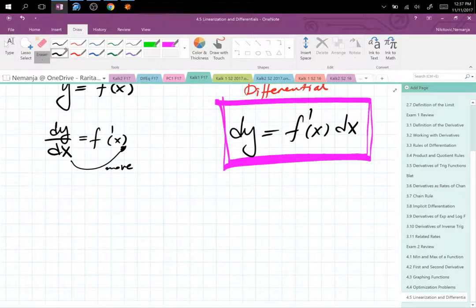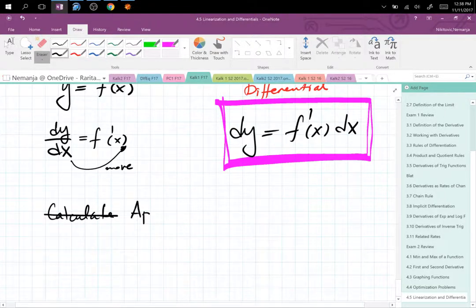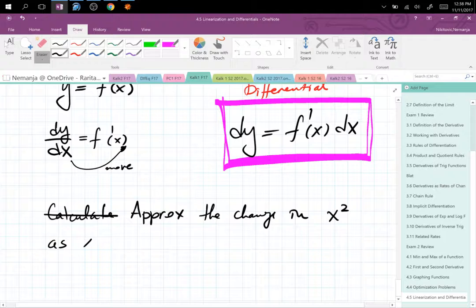So let's take a look at the simplest possible example. Approximate. I don't want to erase the word calculate. I want you to see that I used the wrong word. Approximate the change in x squared as x goes from 3 to 3.2.